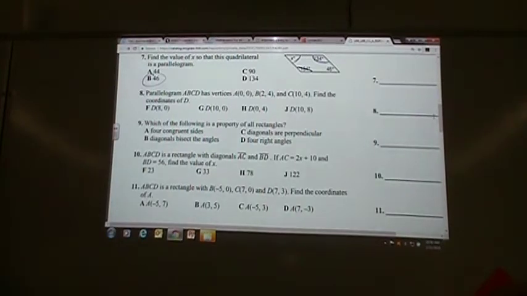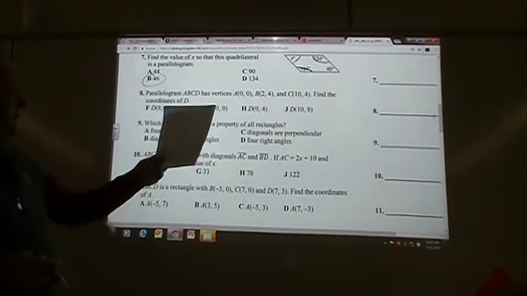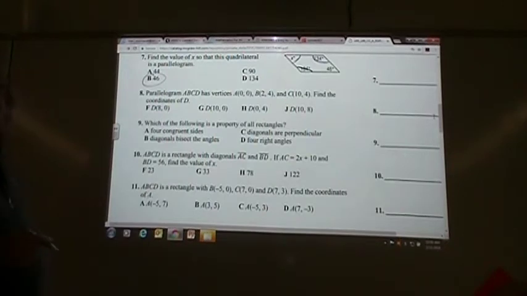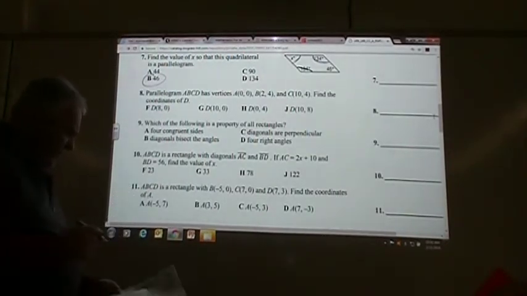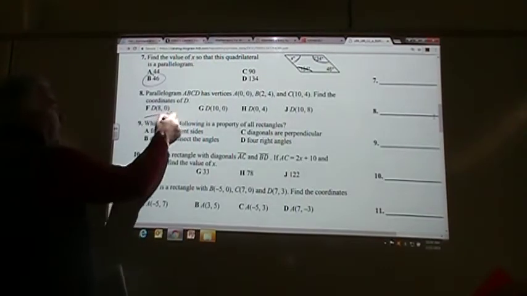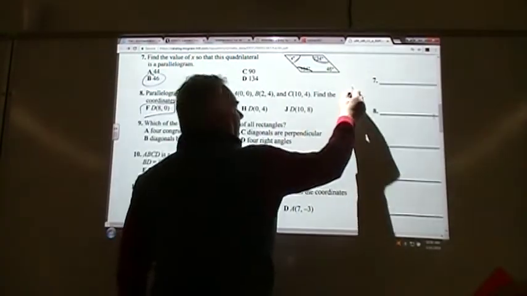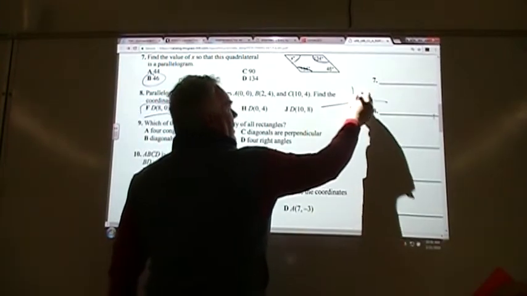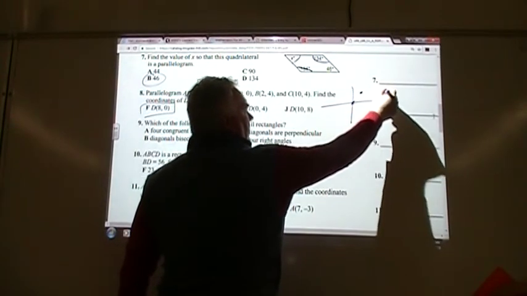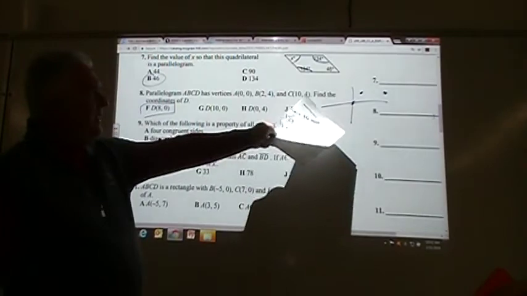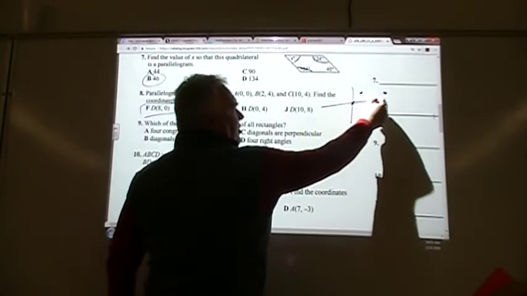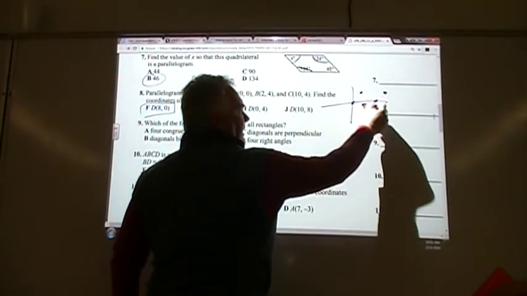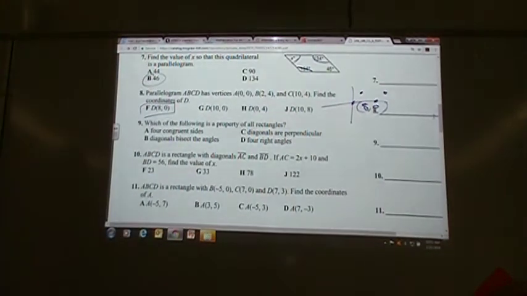Number 8. When you plot the points out, find the coordinates of D to make a parallelogram. It's going to be this one. When you plot this out, you get these 3 points. Points that look like that. And then this point ends up being 8, 0 on the coordinate plane. Okay, so for number 8, your answer is F.